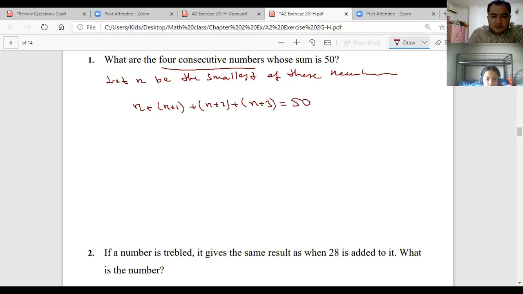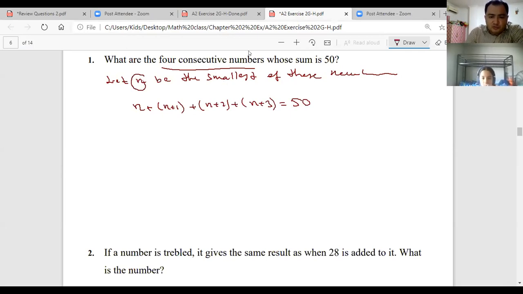Now you have to solve this. These are four consecutive numbers. If the first number is 10, those numbers are 10, 11, 12, 13. If the first number is 15, then it is 15, 16, 17, 18. So I'm introducing a variable here, N. Now you can just simplify and solve this.